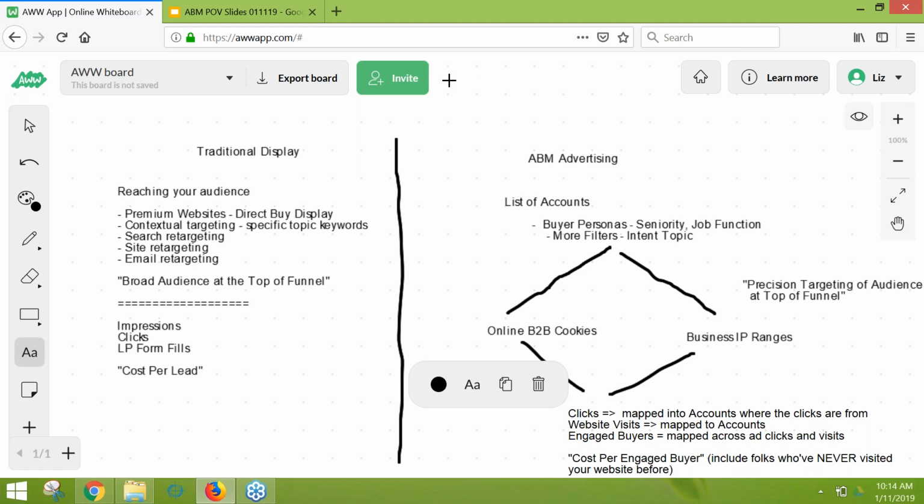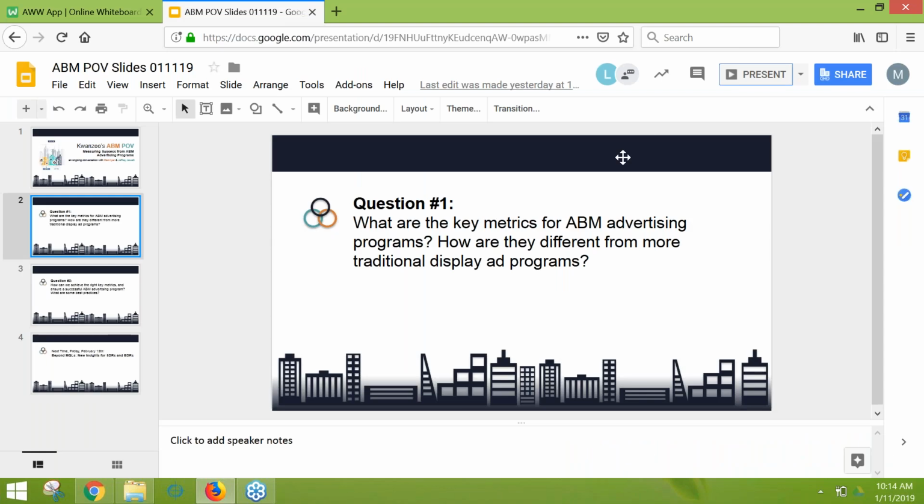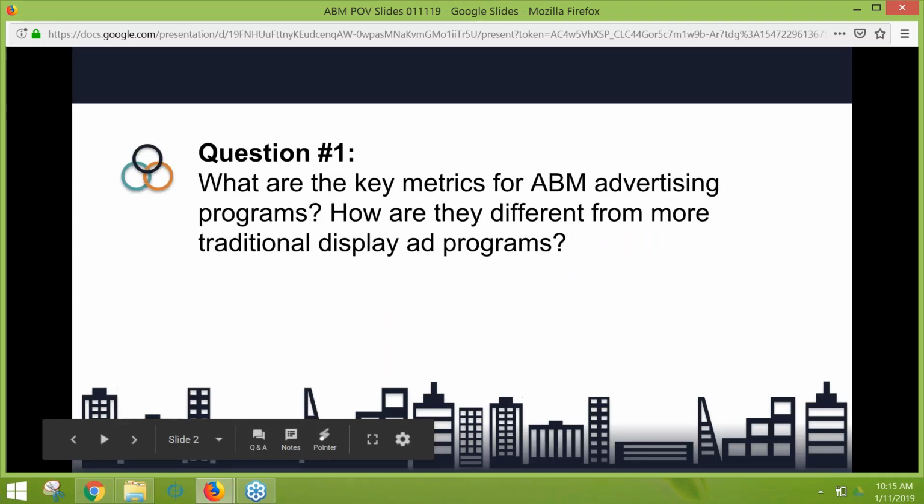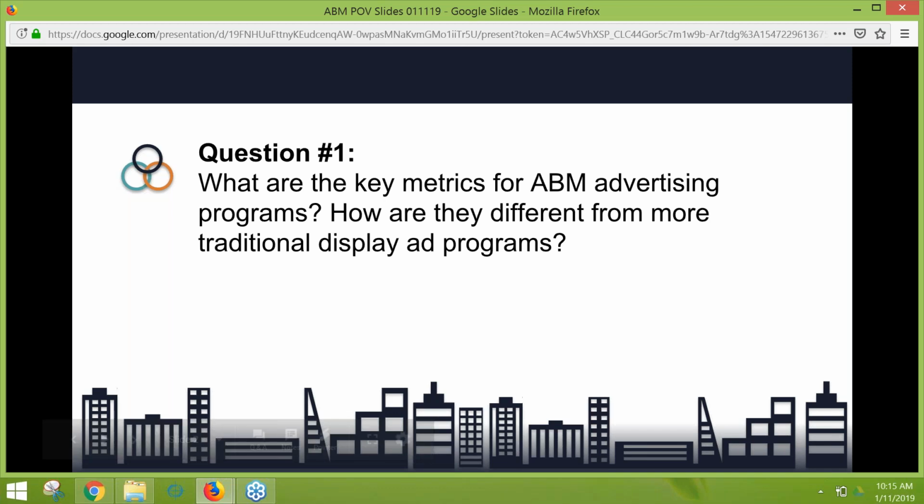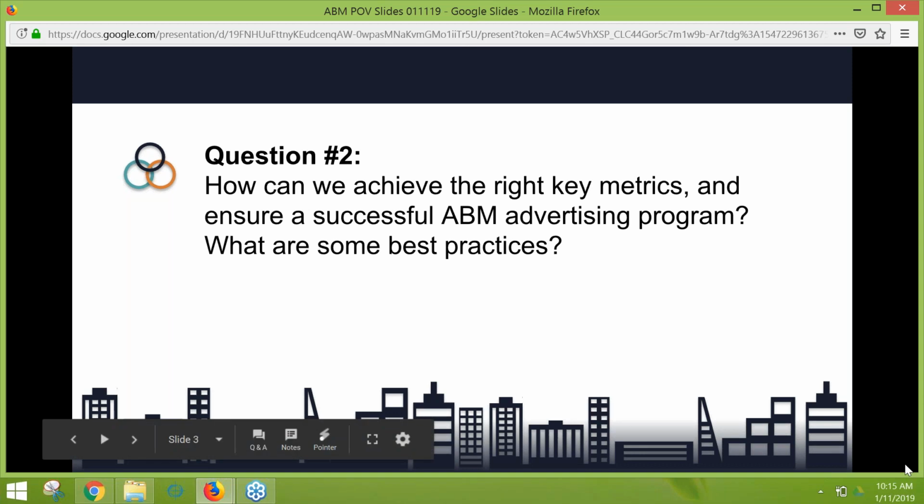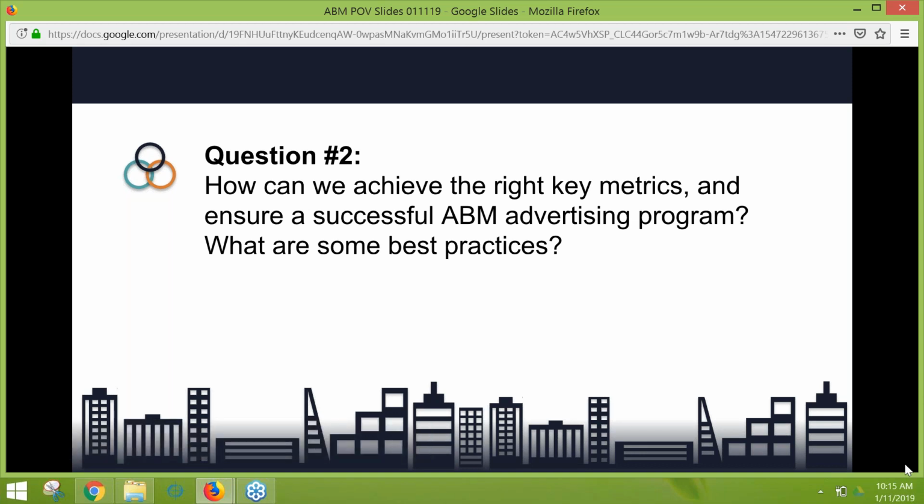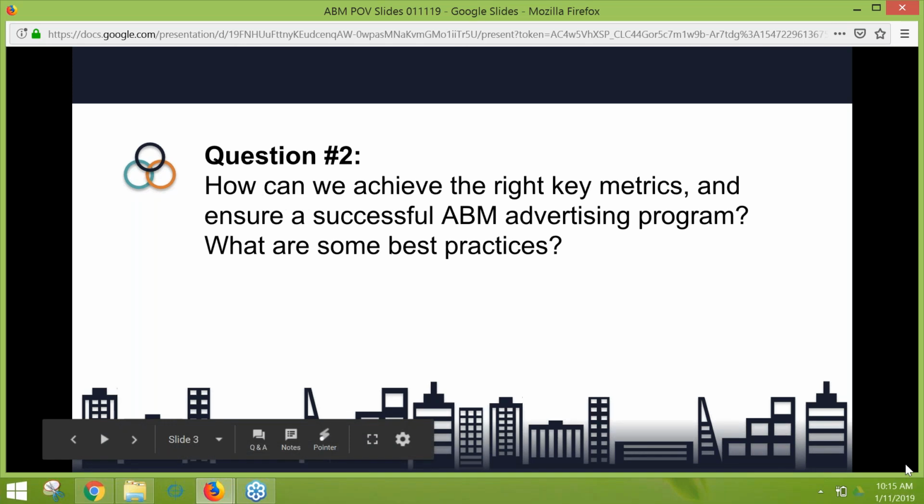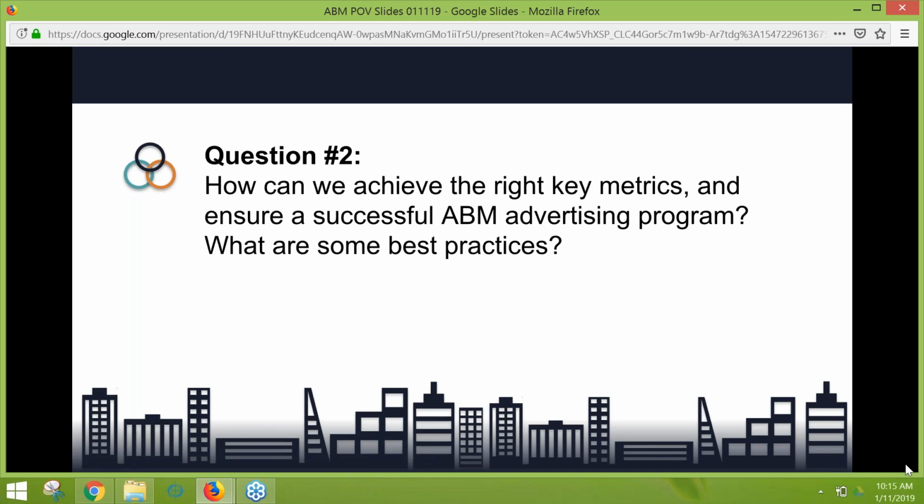And I think that's relevant in that we think about a cost per lead, but leads are often very low converting. When we think about a cost per engaged buyer, every single one of those becomes highly valuable to the organization, which actually kind of drives me to the next question. Recognizing that this ABM advertising program is a highly precise engagement, that really is going to have a big impact on how we make sure that we are measuring the right metrics and ensure that we have successful ABM advertising programs. And also, what are the best practices?